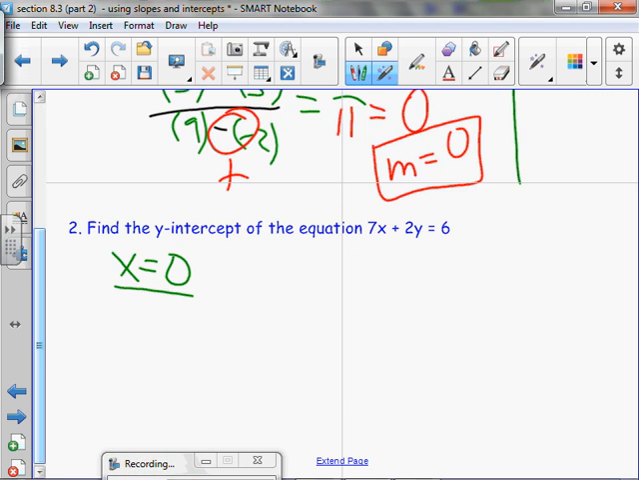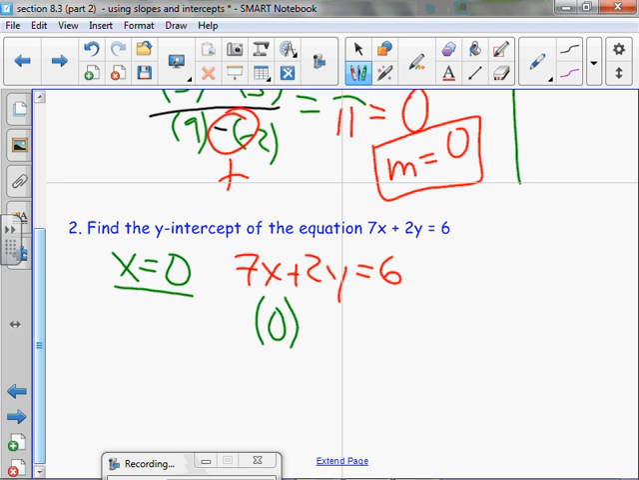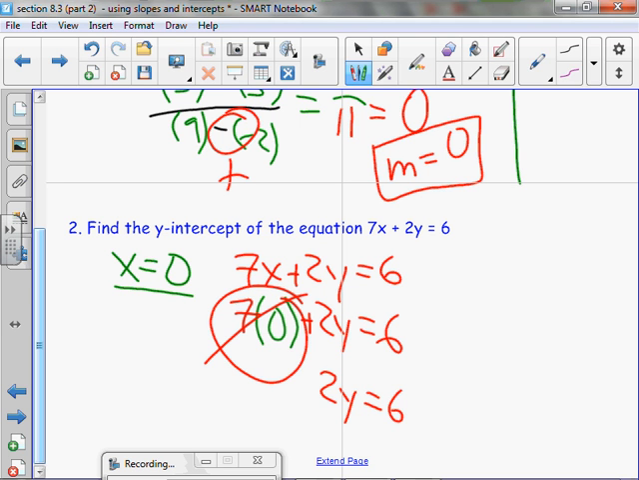Now let me use my equation, 7x plus 2y equals 6, but I know that x is 0, so I have 7 times 0 plus 2y equals 6. Well, what's 7 times 0? 0. I'm just going to cross that out. I don't need it anymore. 2y equals 6. Divide by 2. Divide by 2. y equals 3. What is my y-intercept?